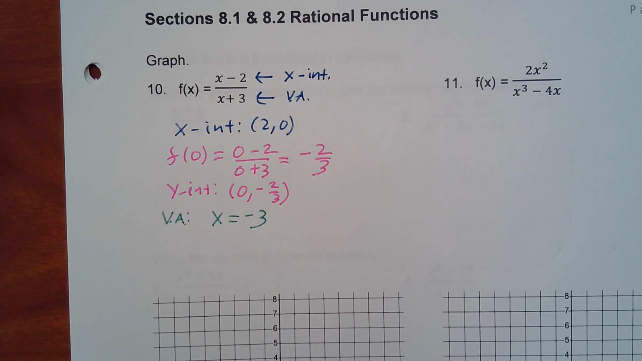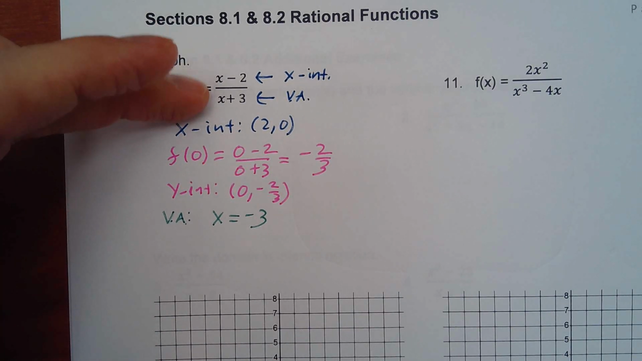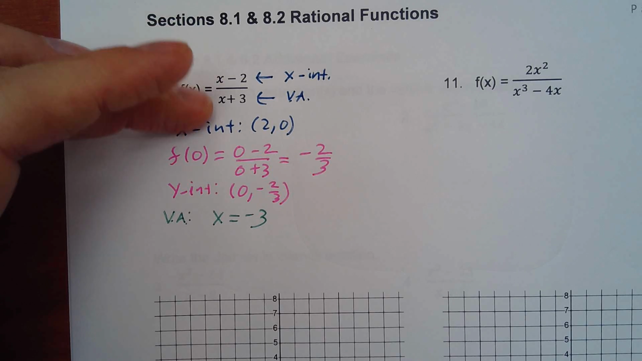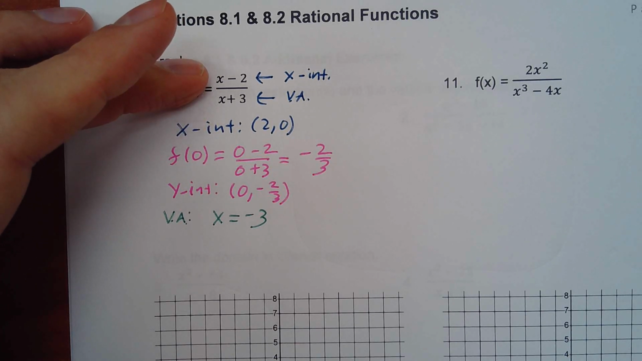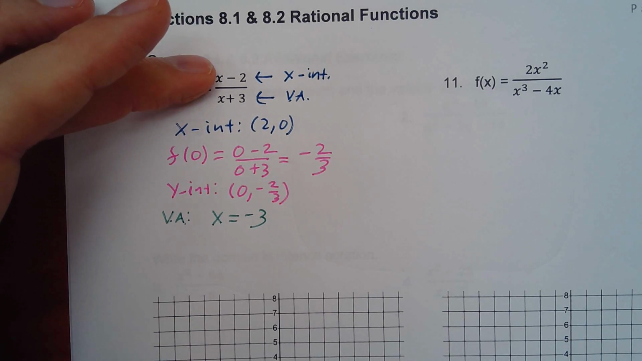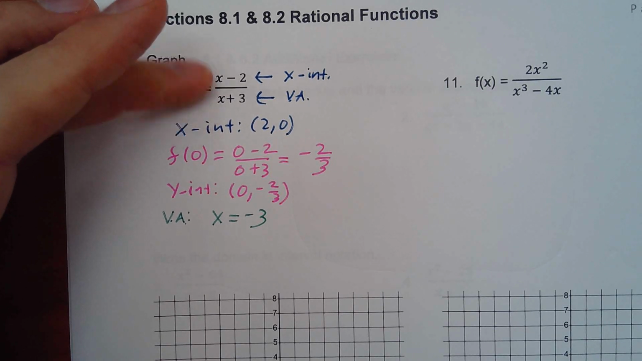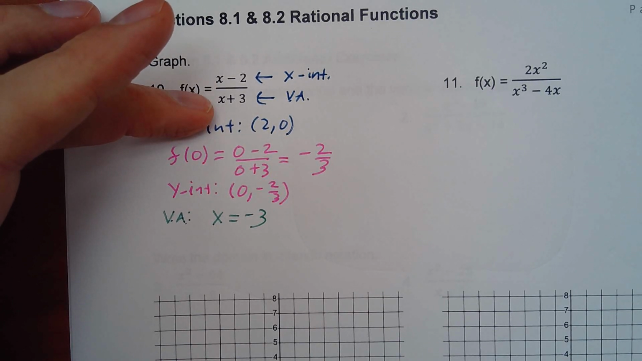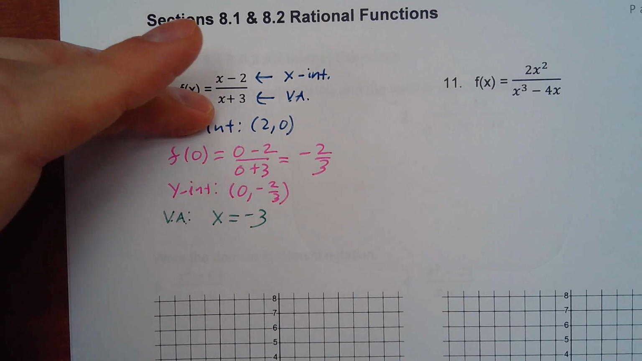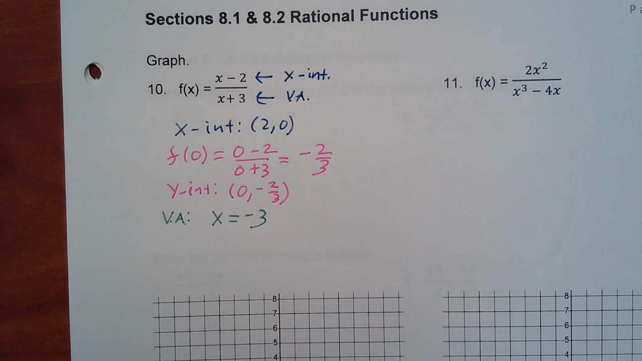And then let's do our horizontal asymptote. Remember, we've got to go through our cases. So we're going to look at each case here. So here, degree 1 and degree 1. So that's going to match case 3. So I'm going to just take the ratio of leading coefficients, 1 over 1, which is y equals 1. So let's put that in light blue.